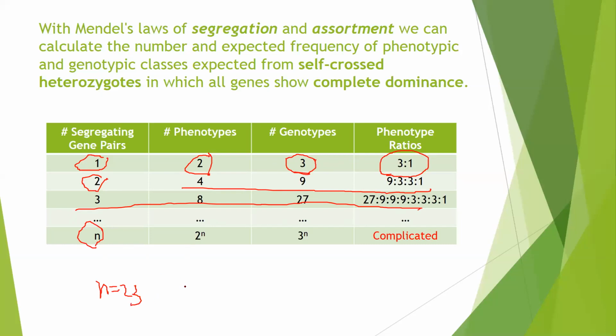So how many possible phenotypes are there? There are this many phenotypes, and this many genotypes, and the ratio will be super complicated. This explains why even kids from the same family could look very different from each other, because of independent assortment.